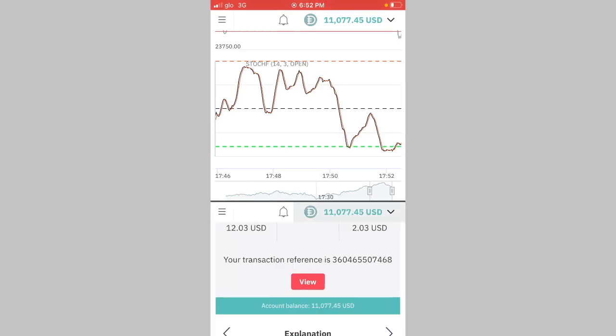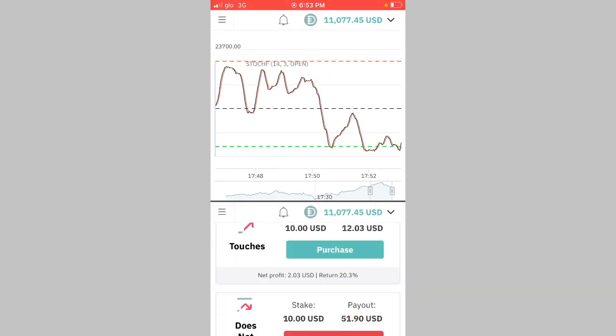Since I've been testing this strategy, I haven't lost any trade. I would have taken more trades, but this is just to review this strategy for you guys.